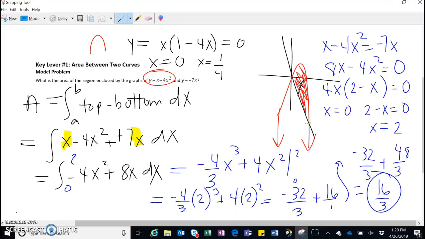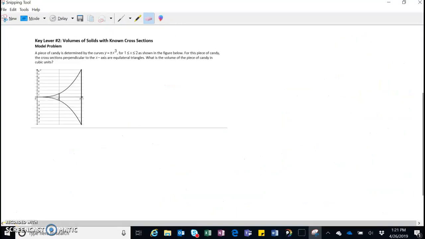Thirds, and I'm done. All right, and the next key lever is volumes of solids with known cross sections. Just before we go into this, that was when I had squares or semicircles, isosceles triangles, equilateral triangles, rectangles. All of those are possibilities. What we're doing here is taking our region that's two dimensions and putting solids of those shapes stacked on the region right next to each other.